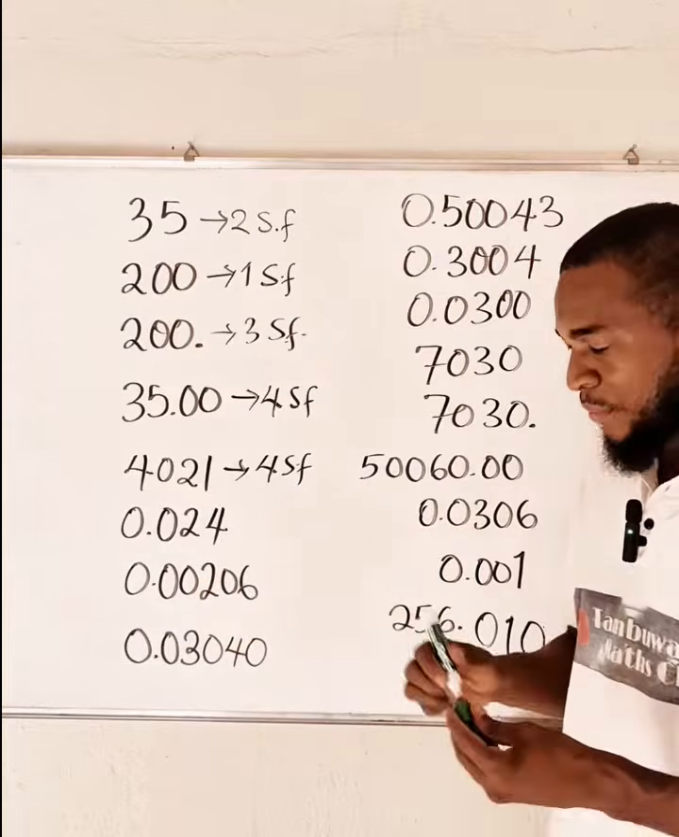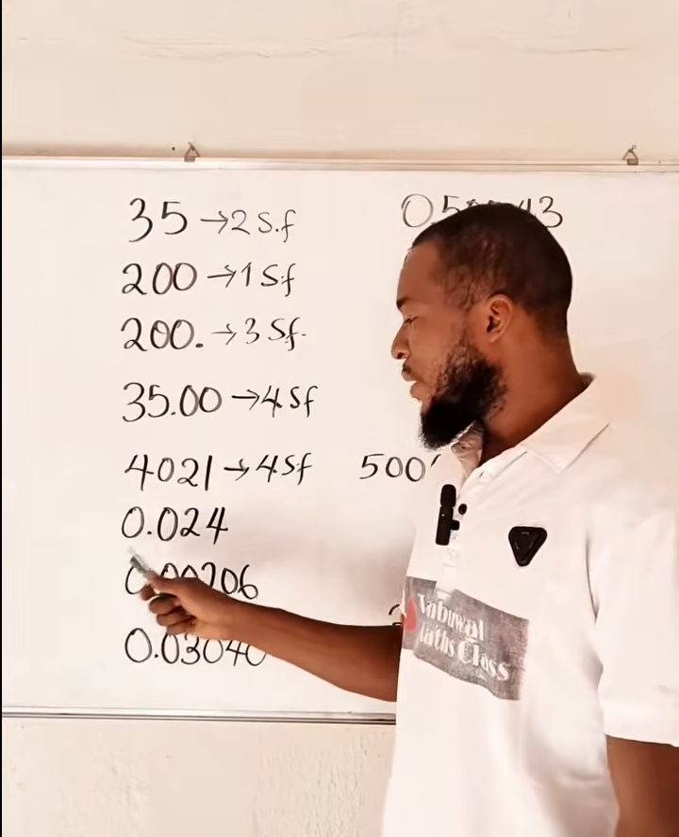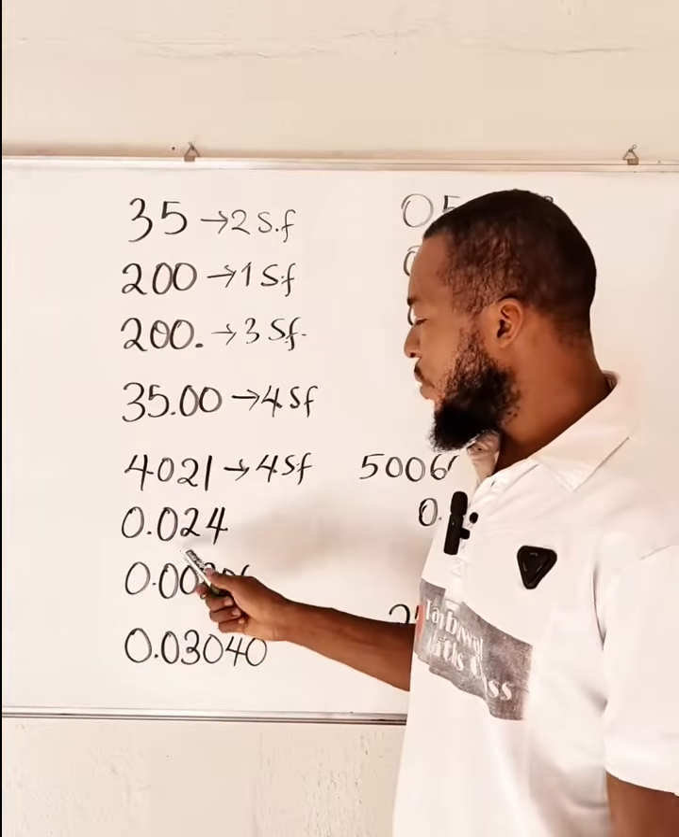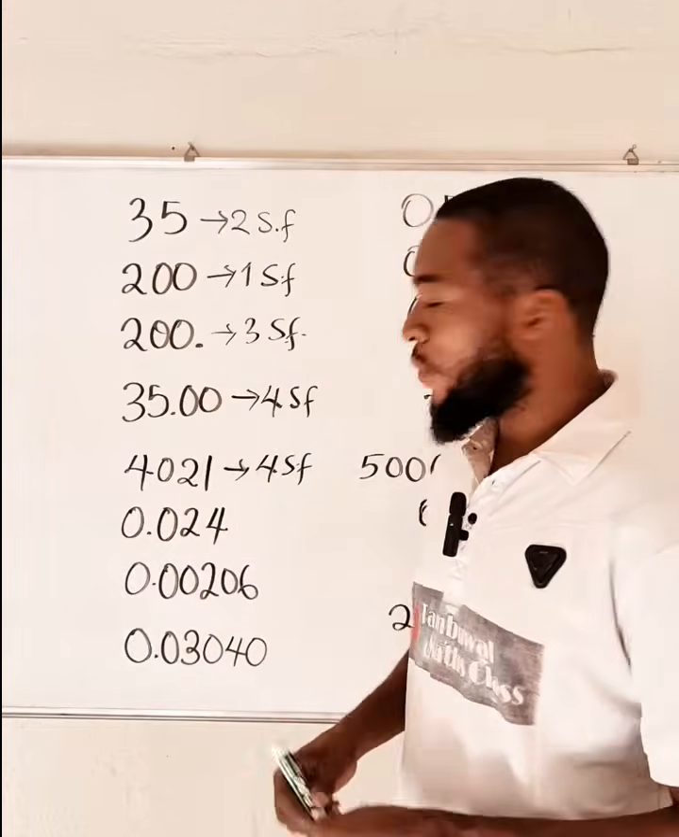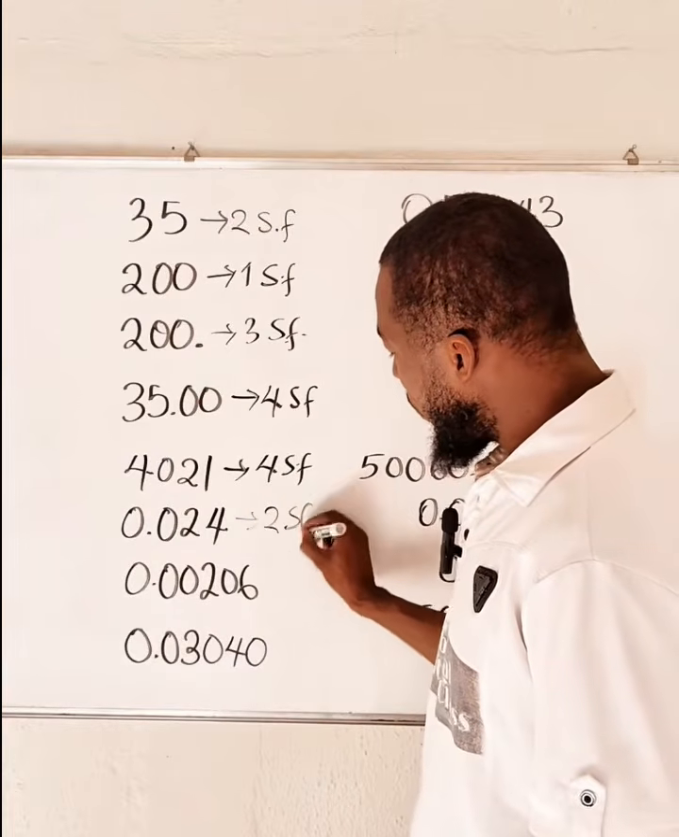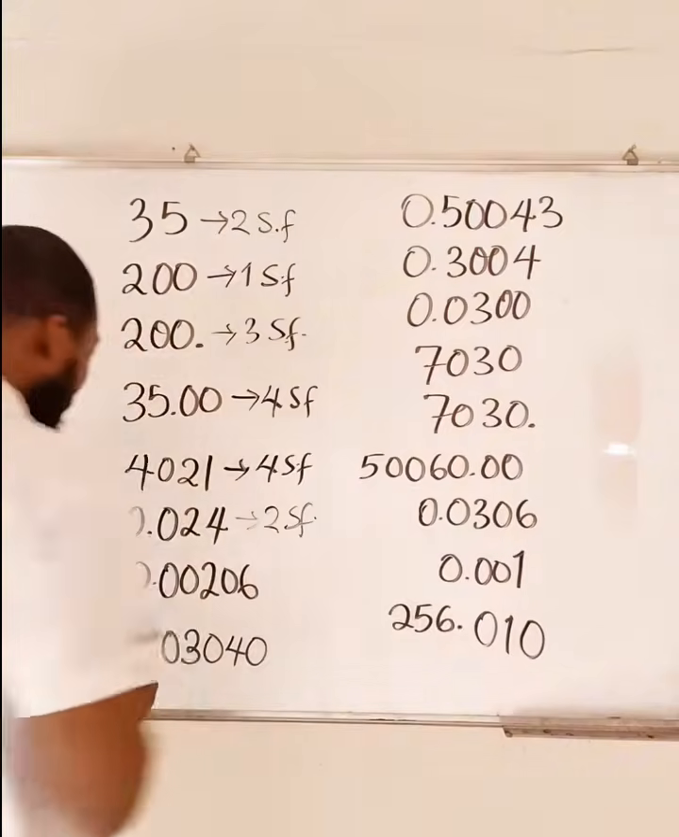What about this one? We have the leading zeros. I told you all leading zeros are not significant. So we're only going to count 1, 2, 2, and 4. So we have what? 2 significant figures here.